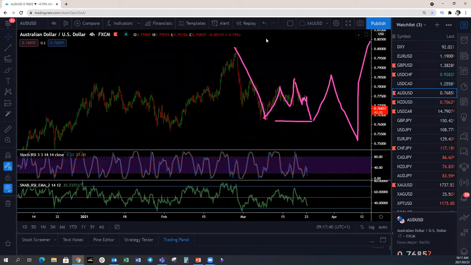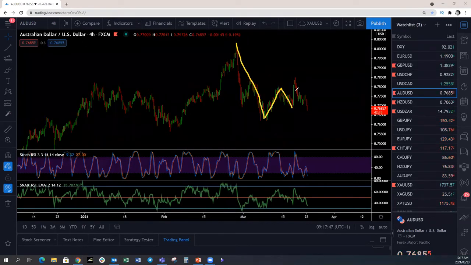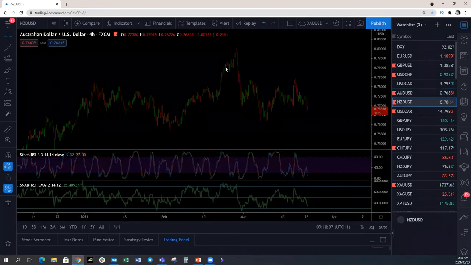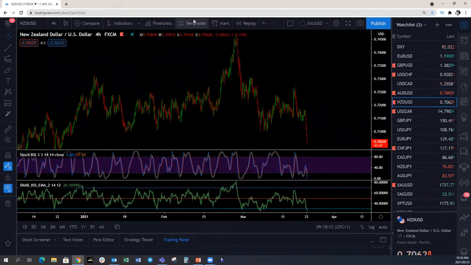Let me just draw it again so you can see clearly. We've got 3 waves down. 1, 2, 3. 1. This looks like a running flat here. 1, 2, 3. We take the low. Are we going to get a bounce there? I expect it. Then downside before we get upside. That will be a WXY corrective structure. So all the US dollar pairs, as you can see, they are in these sideways corrective structures. New Zealand has already broken below here.